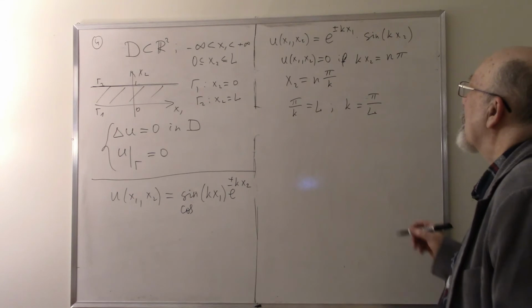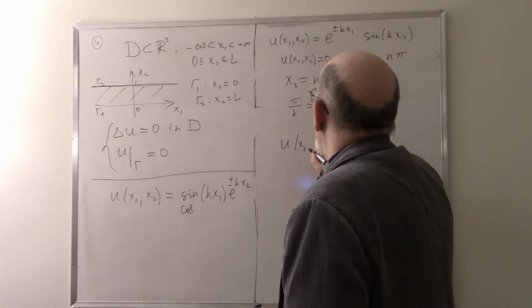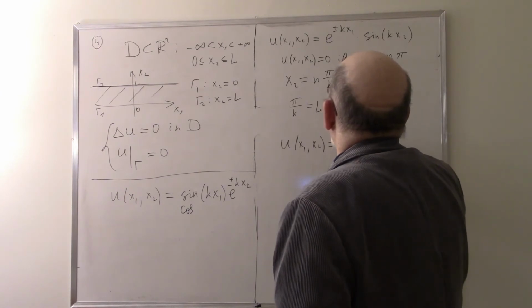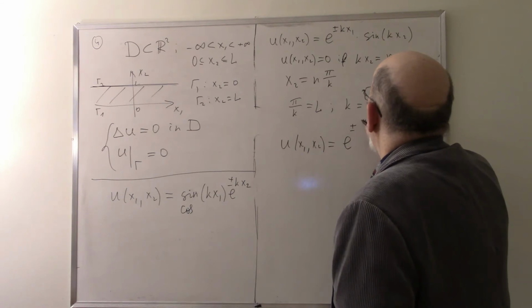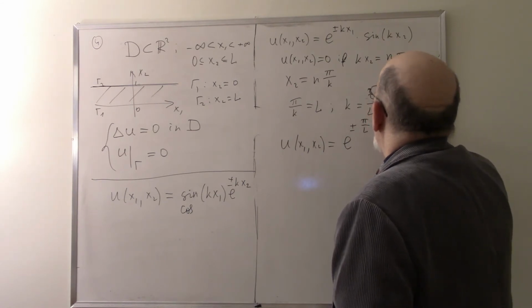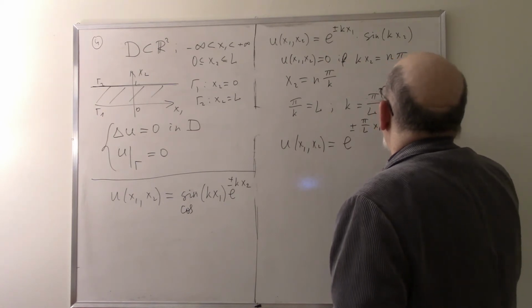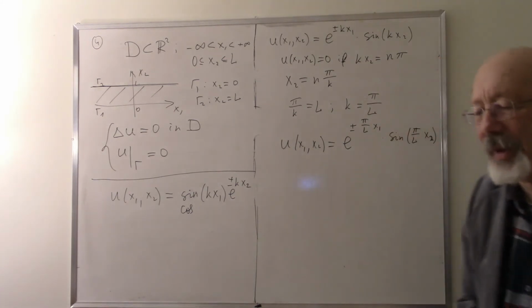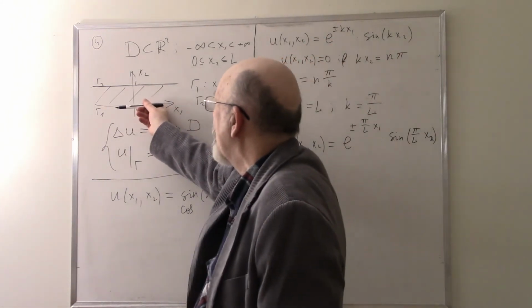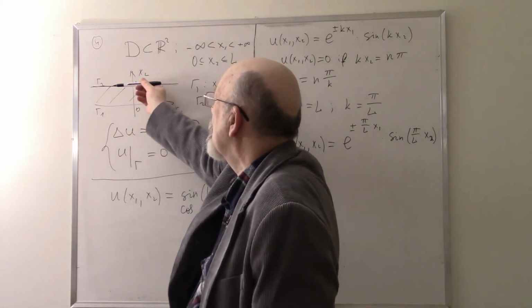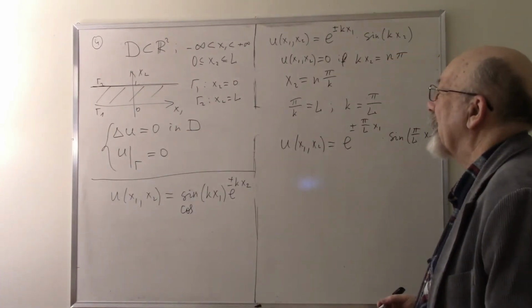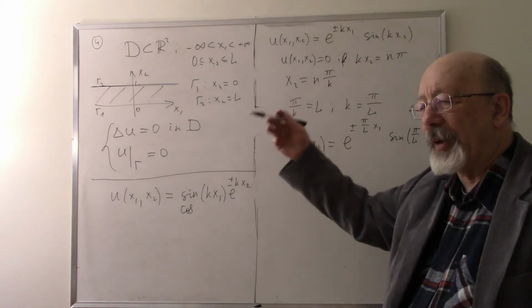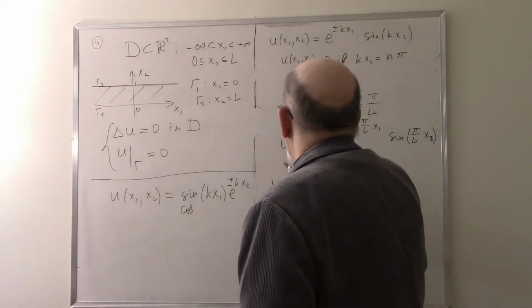And so our solution is u of x1, x2 equals e to the power plus or minus pi over L x1 times sine pi over L x2. Then the solution will be 0 for x2 equal to 0 and x2 equal to L. Now it is one solution, the first in the series. The next solution will come if you multiply by n for a positive integer n. So a general solution.